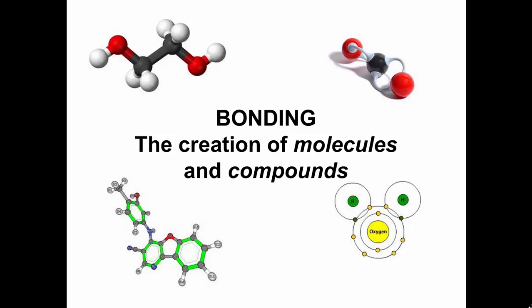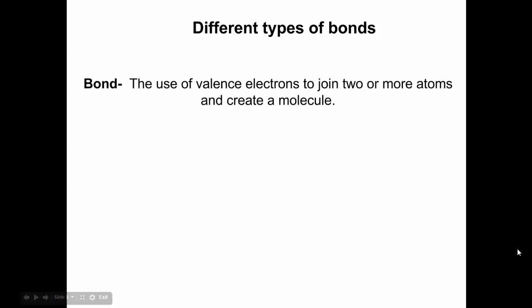Today we're going to be talking about bonding of atoms and the creation of molecules and compounds. So we've been talking about atoms and elements, so now we're going to talk about how those things form new substances, such as molecules and compounds. So we need to learn, first of all, that there are different types of bonds.